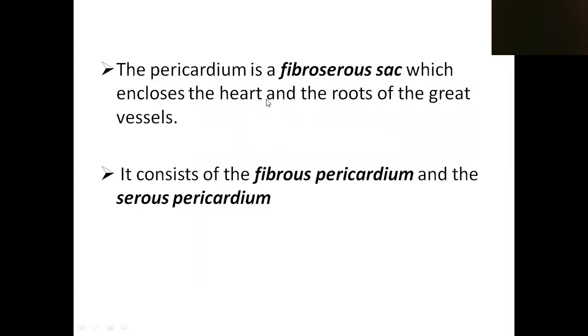That encloses the heart as well as the great vessels, the root or beginning portion of the great vessels. What are the great vessels here? Great vessels means superior vena cava, inferior vena cava, aorta, pulmonary trunk. Those are the great vessels. So it encloses not only the heart, but also the beginning portion of the great vessels.